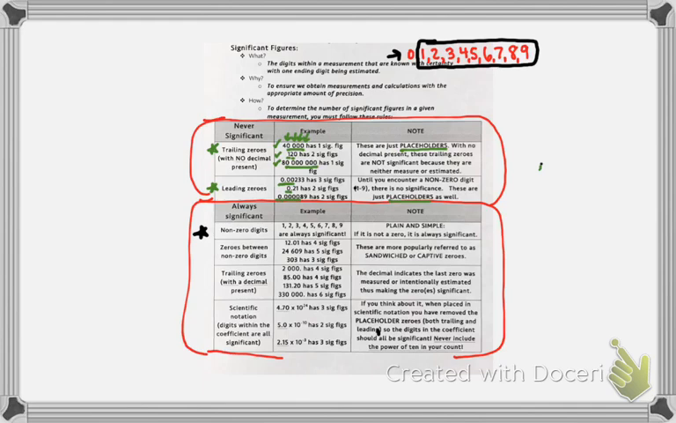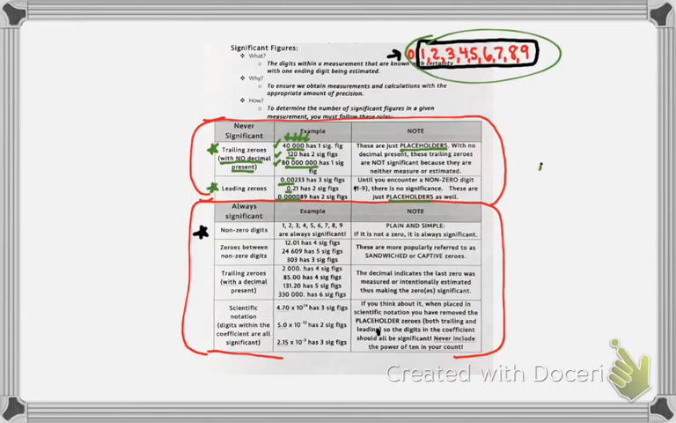So anytime you don't count sig figs, it's going to be a 0, and specifically it's zeros that are either trailing zeros with no decimal present. We'll talk about this no decimal present more in just a minute. And then leading zeros, which are at the front of a number until you actually encounter a 1 through 9 digit, the zeros will not be significant, leading zeros.